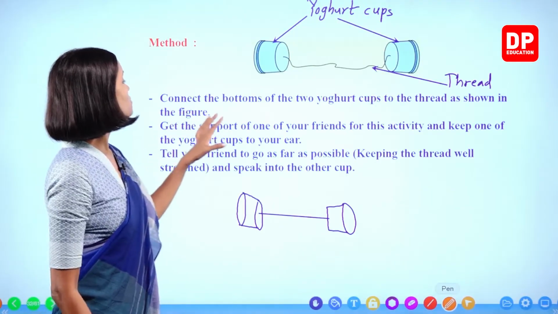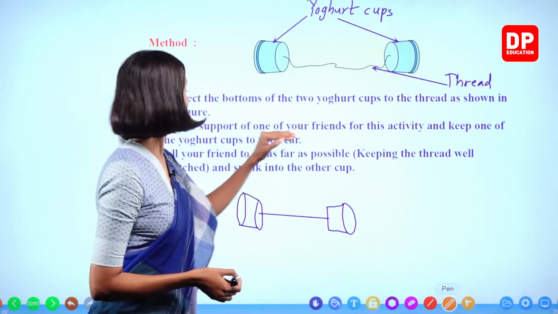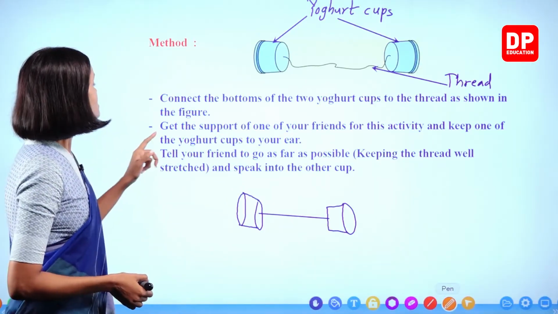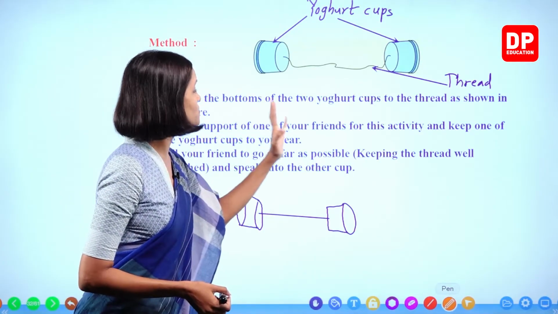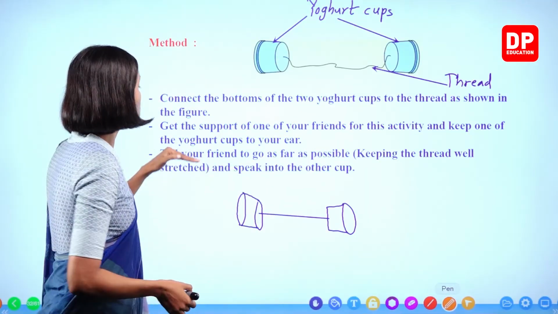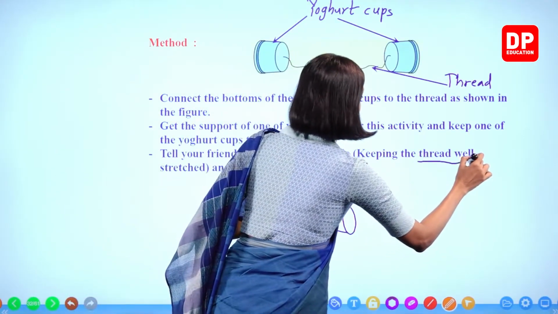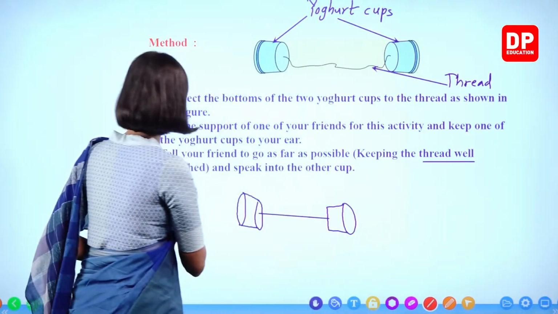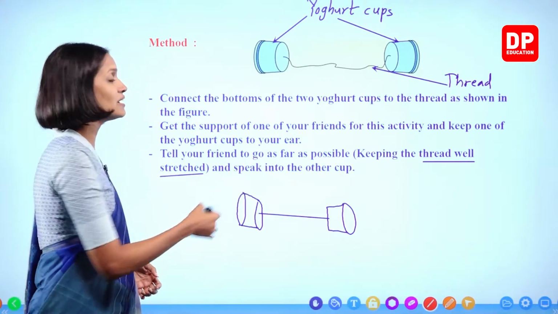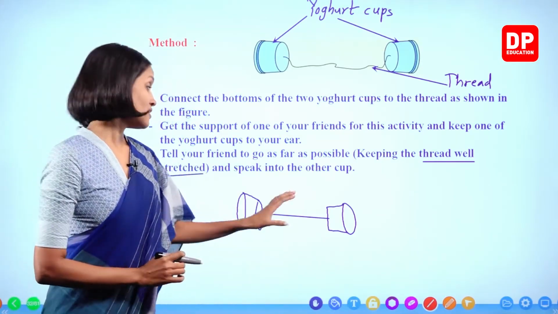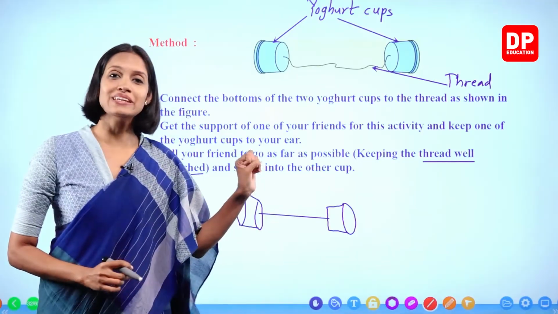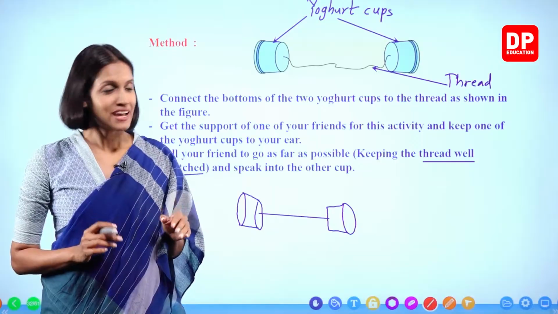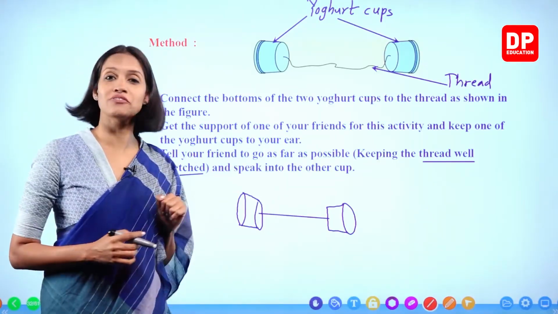Get the support of one of your friends for this activity and keep one end of the yogurt cups to your ear. Tell your friend to go as far as possible, keeping the thread well stretched. This is very important. And speak into the other cup. If you do this correctly, you can clearly hear the other person through the thread. I'll show you how to make this type of equipment now.